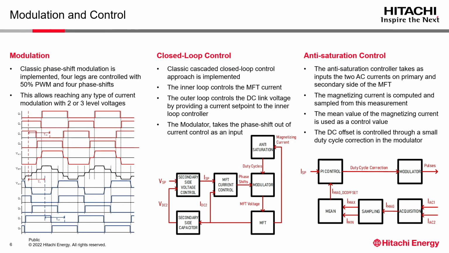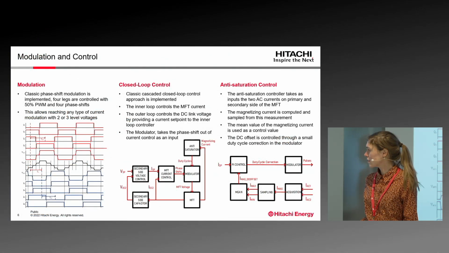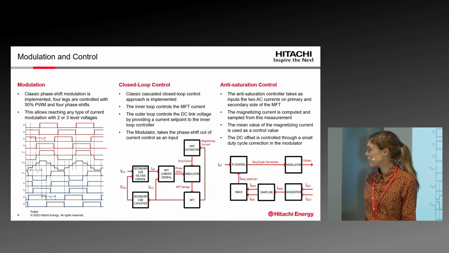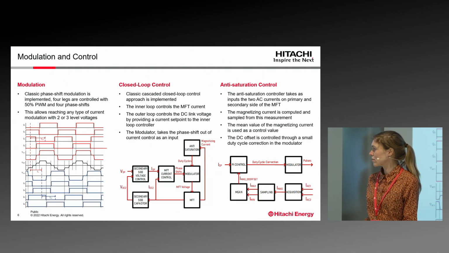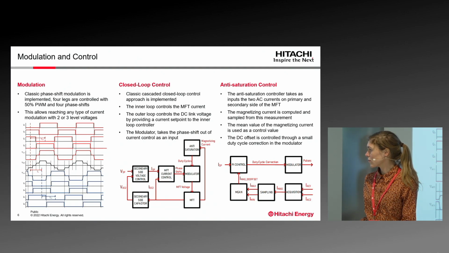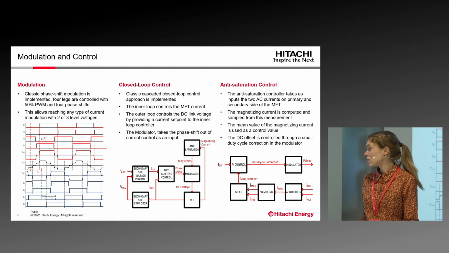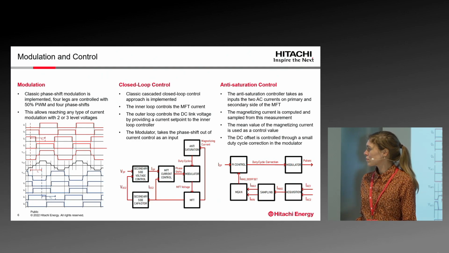The closed loop control is a classic cascaded approach. We have an inner current control loop of the MFT current, so we can control active power. This will give a phase shift set point to the modulator, which in turn sends the switching signals to the devices. And we have an outer control loop, which controls the voltage on the secondary side and outputs the current set point.